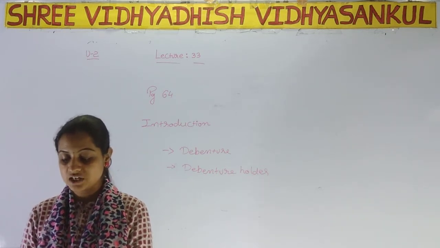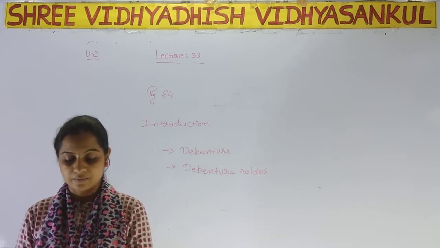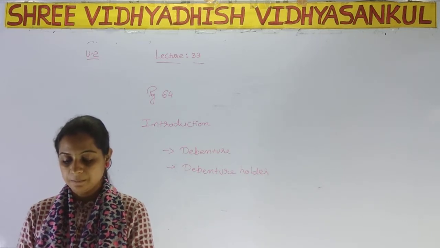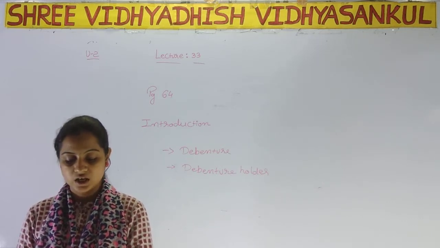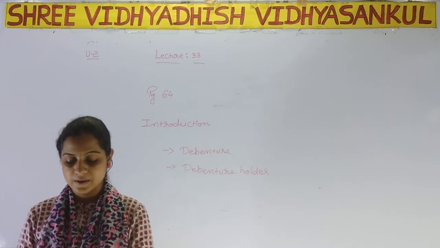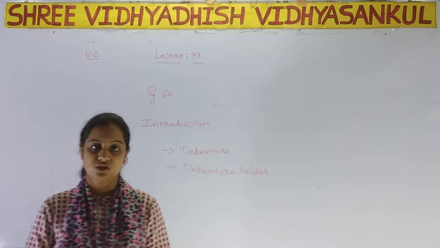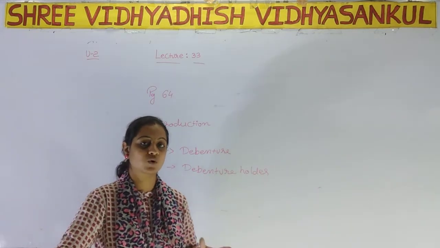Company has to pay interest at a specified rate and at specified time on the amount invested by debenture holder in the company, in accordance with the agreed terms. It is an expense for the company and is an income for the debenture holder. See, here the company is borrowing money.